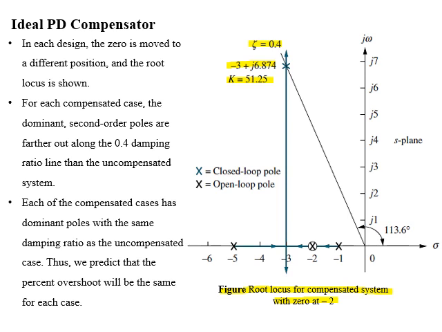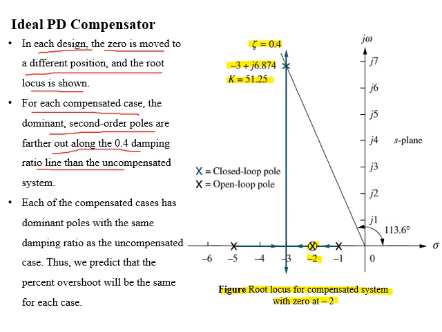Dear students, in each design of adding the zero at various locations in the system, the root locus is shown for each case. The figure represents the compensated system with a zero at -2. The system already has a pole at -2 and this causes a pole-zero cancellation. After adding a zero, the dominant pair of poles changes its location far away from the uncompensated one, along a line of constant damping ratio. And each of the compensated systems has a dominant pole with the same damping ratio as the uncompensated one. So we predict that the percent overshoot will be the same for each case.